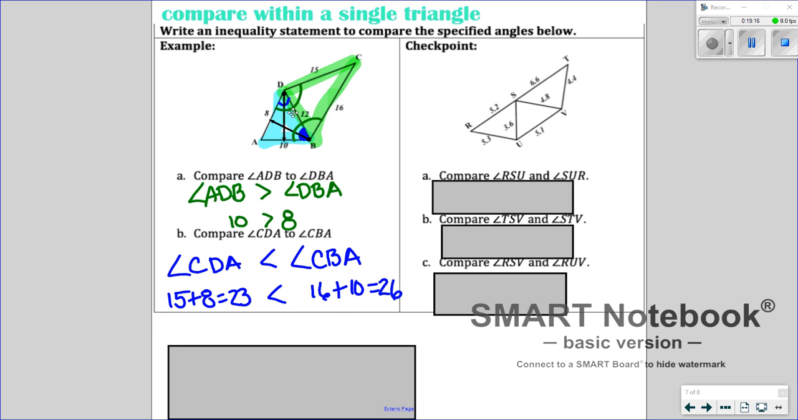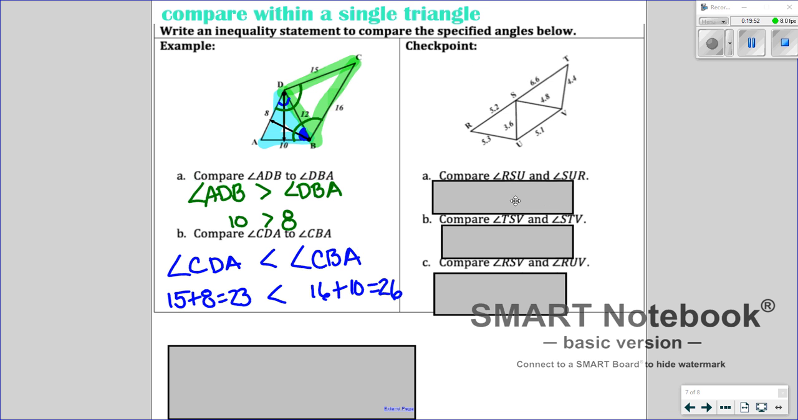When you compare those two, basically you're adding up the two sides. So for angle CDA, you add up 15 and 18, which gives you 23, and for the other side it is 16 and 10, which is 26. So you can clearly see that angle CBA will be the biggest one. This is confusing because you're putting two different triangles together, but it's basically an angle, and then you're just comparing the sides.